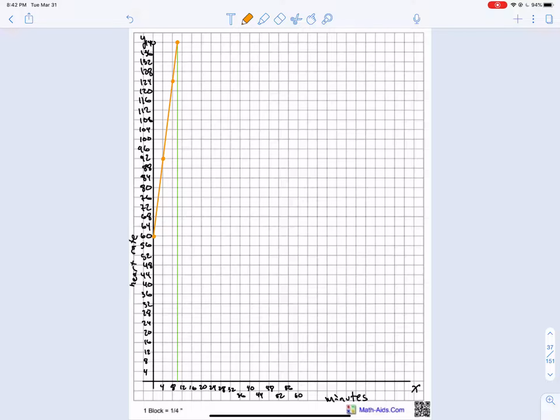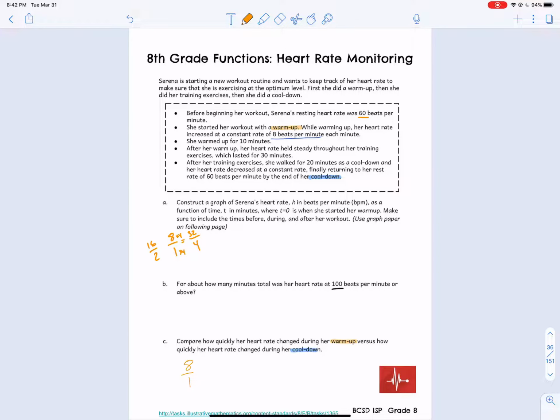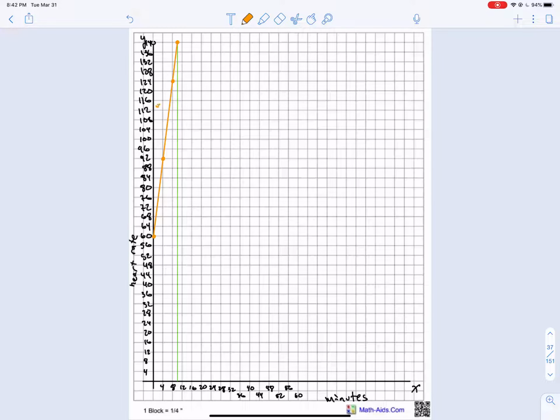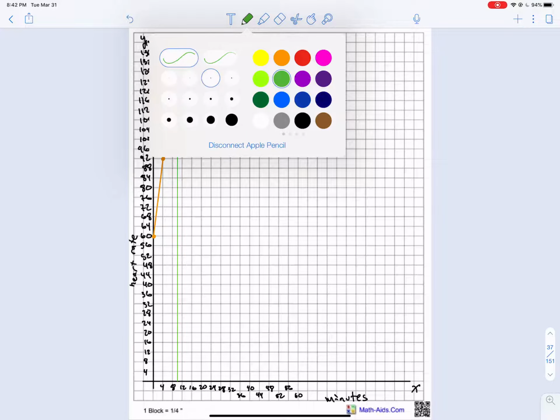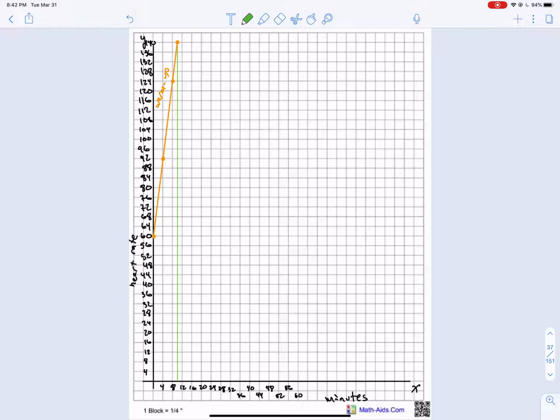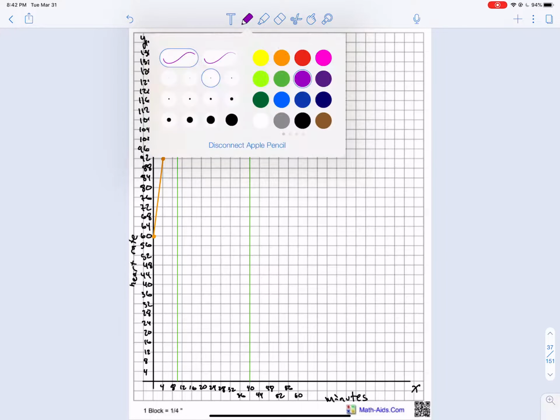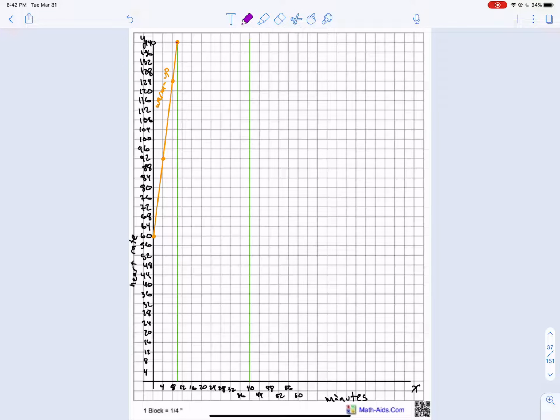So our heart rate goes from 60 to 140. And then it says for 30 minutes, her heart rate stays the same. So for 30 minutes, so this is warm up. So for 30 minutes, I'm going to do that in purple. I need another green line to show where to stop. So 10 plus 30, that's 40 minutes. So here's 40 minutes. I'm going to draw another guideline just so we know where to stop. Okay. And then we're going to go steady or unchanging heart rate from here to here.